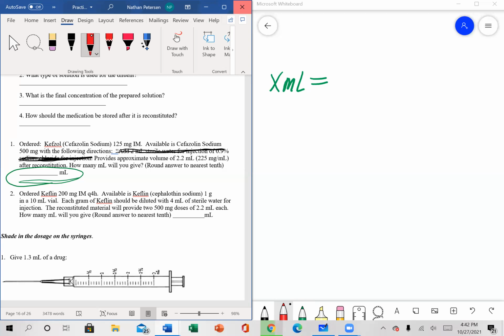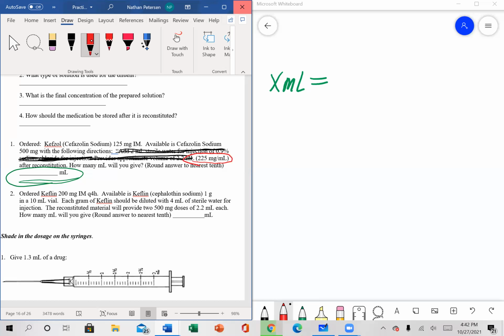So how many mils will you give? Yet again, this actually doesn't matter right here. The approximate volume, don't care. All that matters is this right here, our 225 milligrams per mil after reconstitution. So this is what I actually have available and on hand.